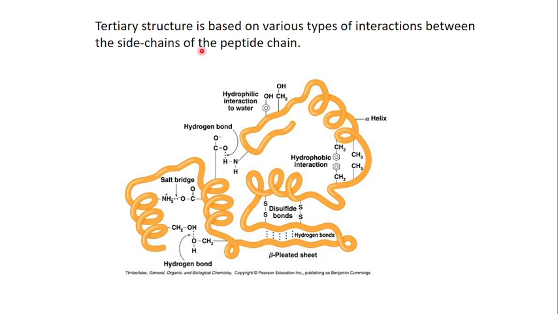Now, the tertiary structure is based on different types of interaction between the side chains of the peptide chain. So, what are these interactions? It includes your hydrophilic interaction with the water. Then you have the hydrophobic interaction, which occurs at the core of the protein molecule. Then we have the disulfide bonds, followed by your hydrogen bond, the salt bridges, and then obviously we have weak interactions like your van der Waals interaction, etc.